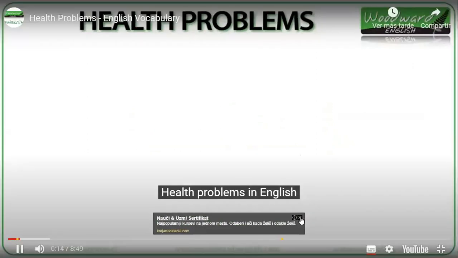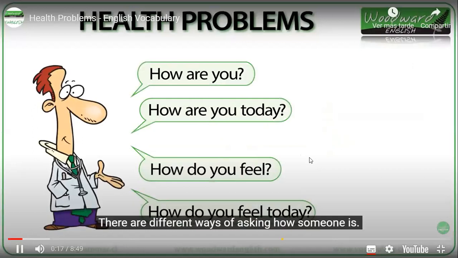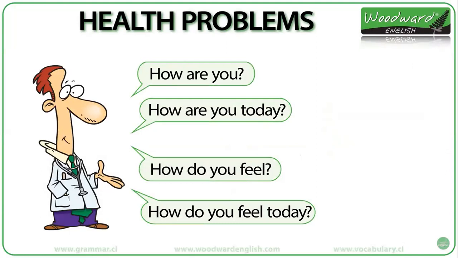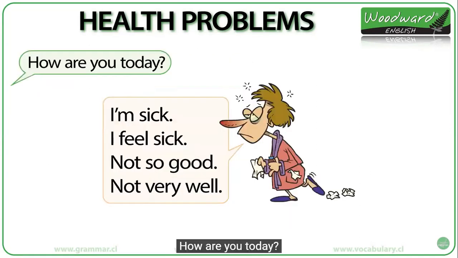In English, there are different ways of asking how someone is. You can say, how are you? How are you today? How do you feel? How do you feel today? How are you today? I'm sick. I feel sick. Not so good. Not very well. These are different ways of responding.